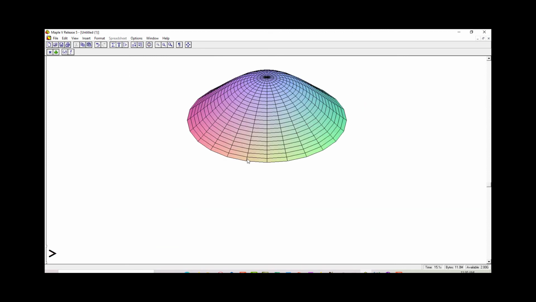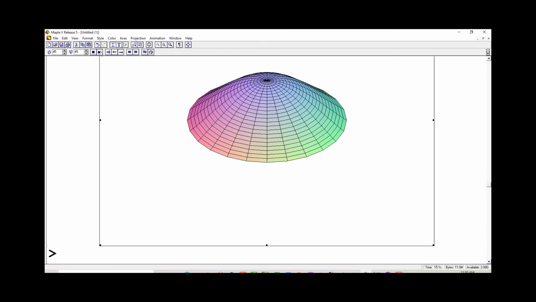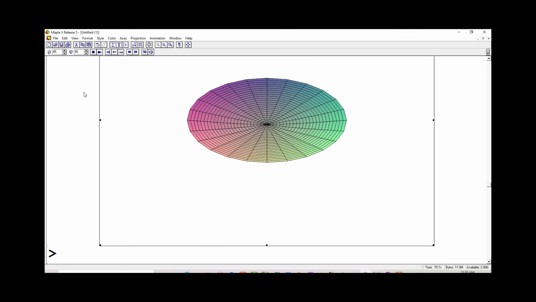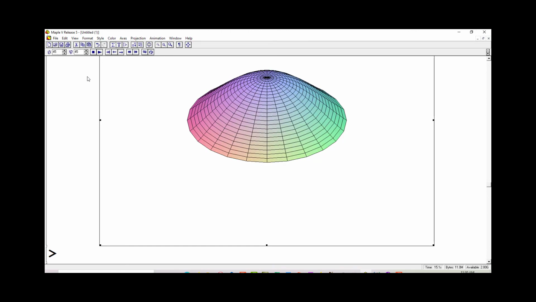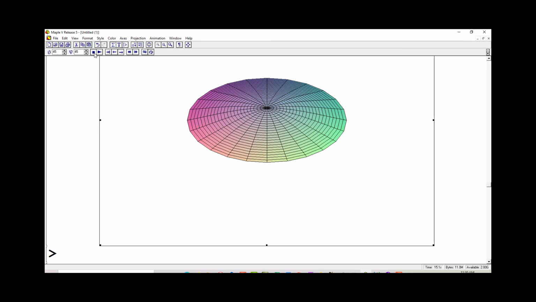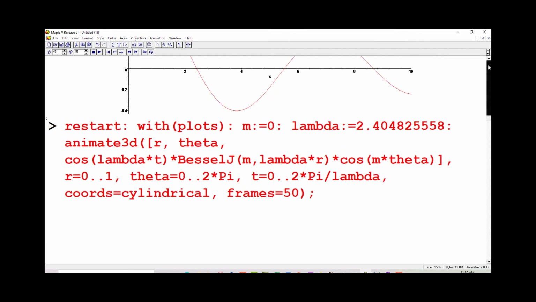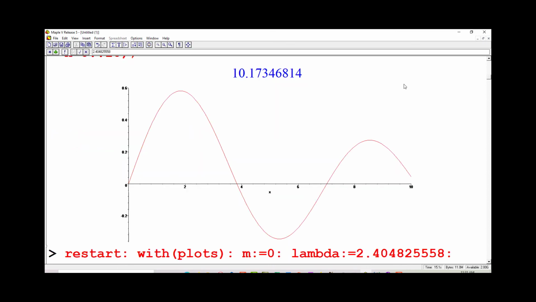Now, as you can see in this very simple model, what we get is a vibrating membrane. Flump, flump, flump. It's about as simple a vibrational mode as you can get. If we change m equal to 1, let's see what we get.